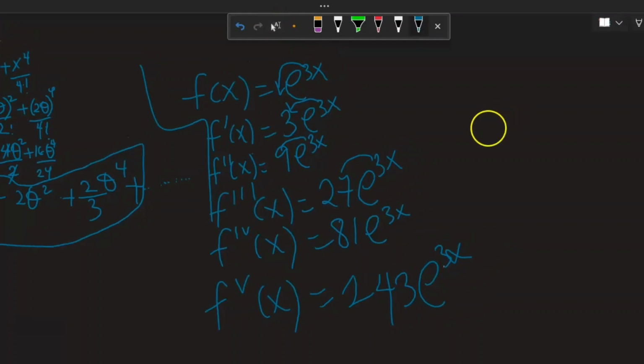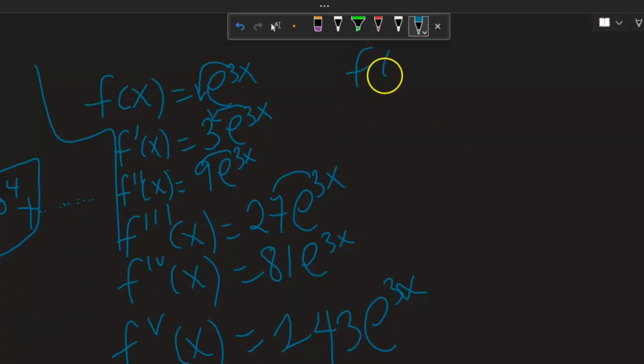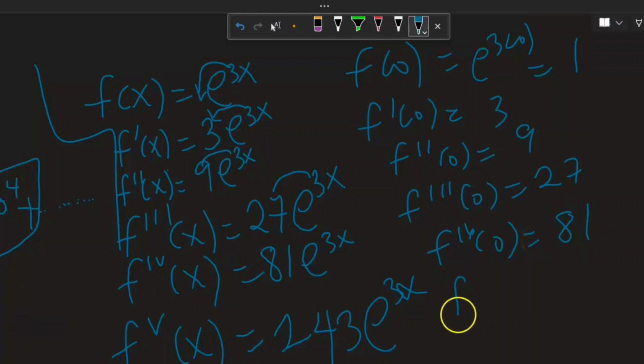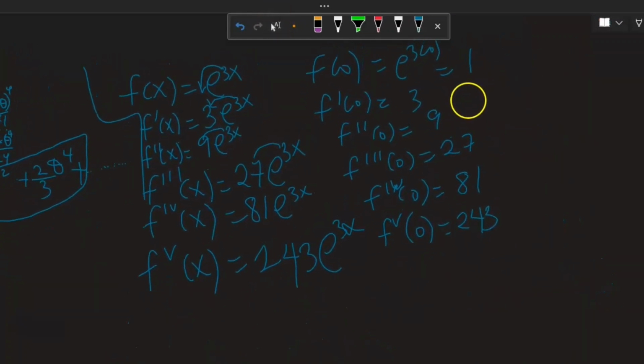So when f of x equals exponential 3x, f of 0 will give me 1. F prime of 0 will give me 3. F double prime of 0 will give me 9. F triple prime of 0 will give me 27. The fourth derivative at 0 will give me 81. And the fifth will give me 243. So now let's input it into the formula.